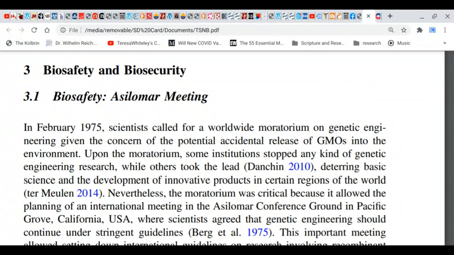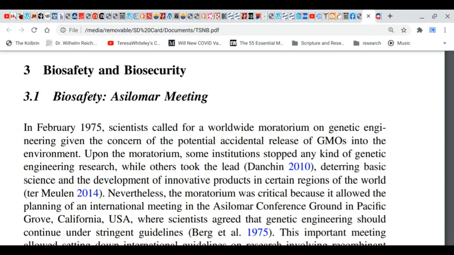In February 1975, scientists called for a worldwide moratorium on genetic engineering, given the concern of the potential accidental release of GMOs into the environment. Upon the moratorium, some institutions stopped any kind of genetic engineering research while others took the lead, deterring basic science and the development of innovative products in certain regions of the world.